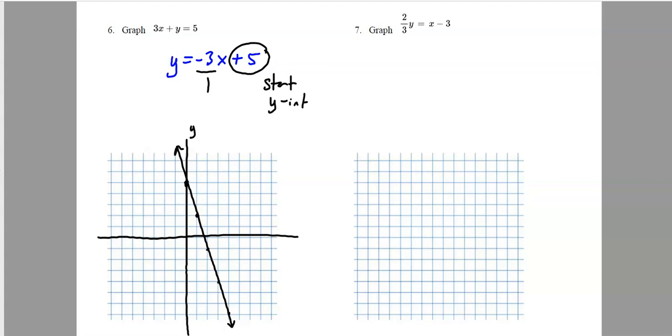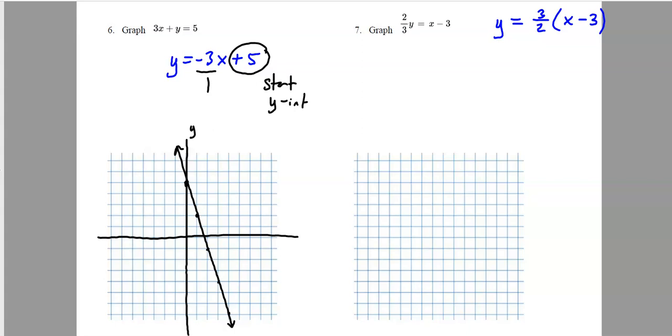All right, on this next one, well, it's almost in slope-intercept form, but I have to get y by itself. So an easy way to do this would be 2 ways. One is I could multiply by the reciprocal. So if you want to go that route, I could times both sides by 3 over 2. And on the left, multiplying by the reciprocal just gives me 1. But then I would have to multiply by 3 over 2 here, which that's okay, that's fine.